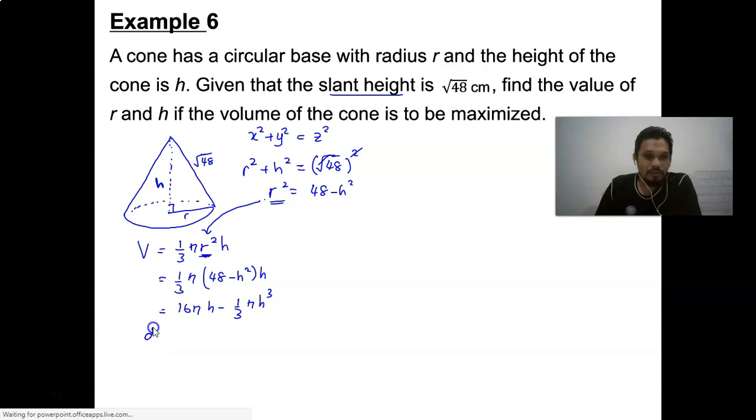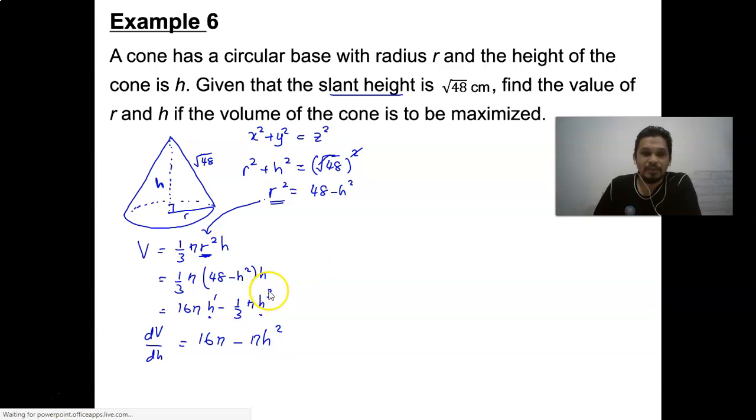So we are going to find dV/dh, differentiate the volume V with respect to h. Here h is the unknown in this equation now, so we derive 16 pi h power of 1, bring it up here, and 1 minus 1 equal to 0. Minus, differentiate this, 3 brought up here becomes 3 multiplied with 1 over 3, so 3 divided by 3 equal to 1 pi h squared.